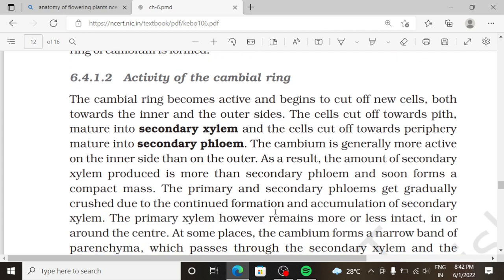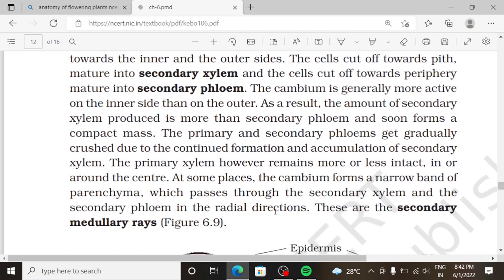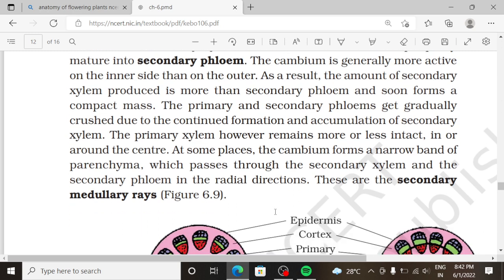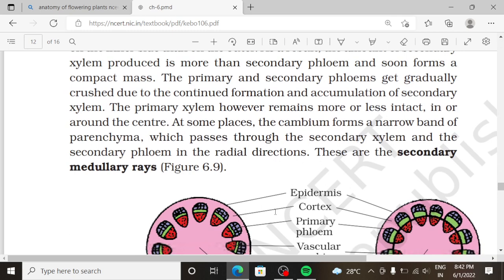The cambial ring becomes active and begins to cut off new cells both towards the inner and the outer sides. The cells cut off towards pith mature into secondary xylem and the cells cut off towards periphery mature into secondary phloem. The cambium is generally more active on the inner side than on the outer. As a result, the amount of secondary xylem produced is more than secondary phloem and soon forms a compact mass. The primary and secondary phloems get gradually crushed due to the continued formation and accumulation of secondary xylem. The primary xylem, however, remains more or less intact in or around the center.